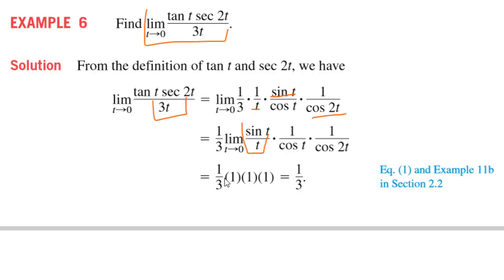So 1 over 3 times limit t tends to 0, sine t over t. According to the theorem, it's 1. When t tends to 0, replace this t by 0. Cosine 0 is 1. 1 over 1 is 1. Cosine 2 times 0, because t tends to 0, is 1. 1 over 1 is also 1. So if we multiply these 4 together, I will get 1 over 3.